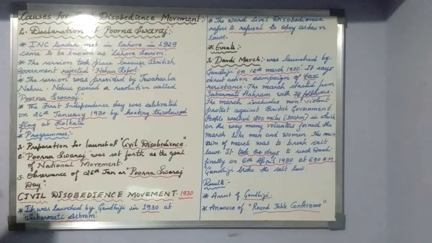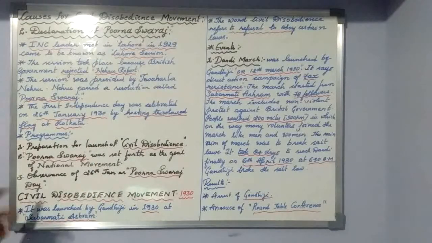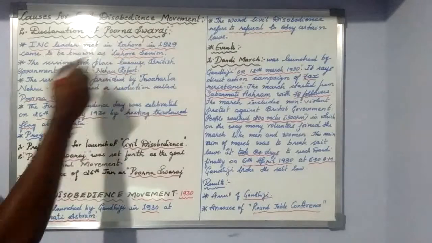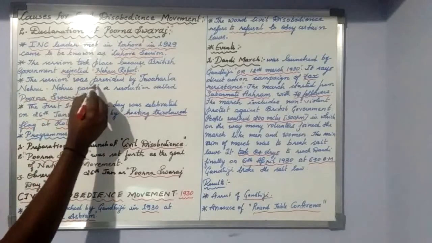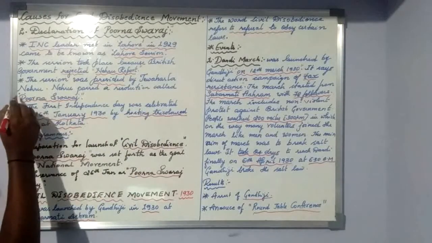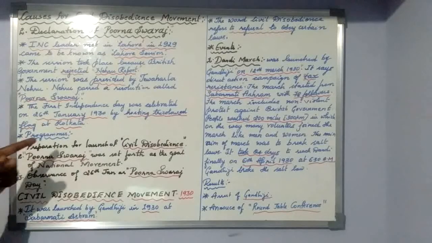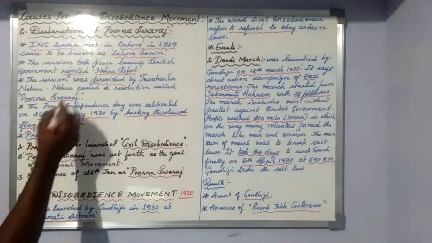For that purpose, in 1929, in Lahore, all the INC leaders gathered. That gathering we call the Lahore Session, and it was presided over by Jawaharlal Nehru. Nehru passed a resolution called Purna Swaraj. Purna Swaraj means that even though we have not got independence, we call our country a totally independent country. That title he gave.